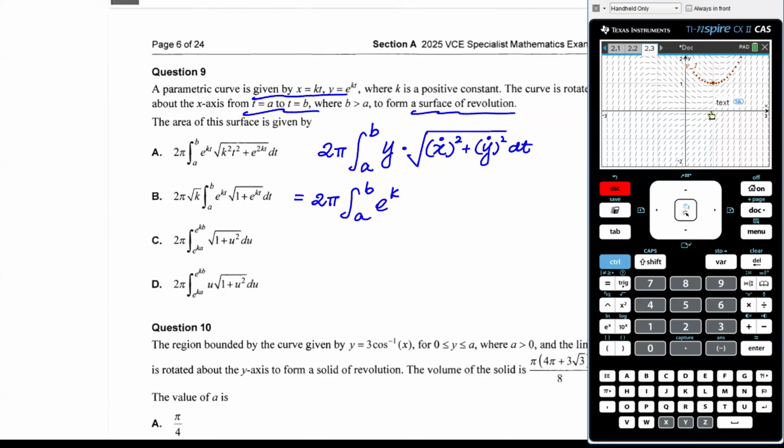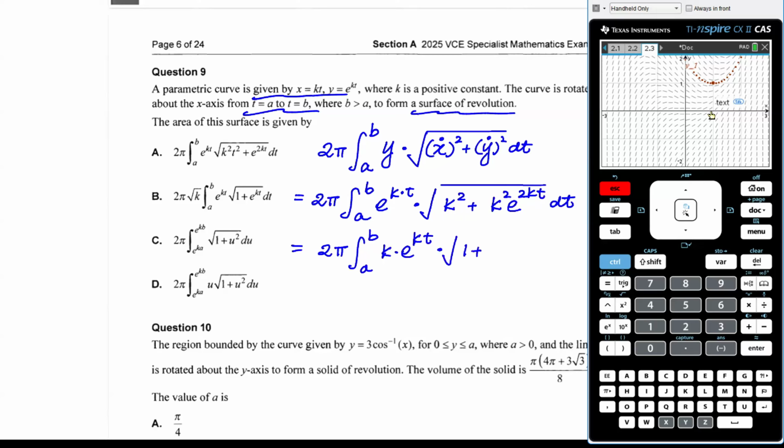You will have e to the power kt, times the derivative of kt, which is k. So k squared plus the derivative of e^(kt), which will be k e^(kt), so k squared e^(2kt). Don't forget to square your dy/dt. And then the k squared under the square root is just a k. So I can just take out a k, writing it as 2 pi integral from a to b of k times e to the power kt times the square root of 1 plus e to the power kt squared, dt.